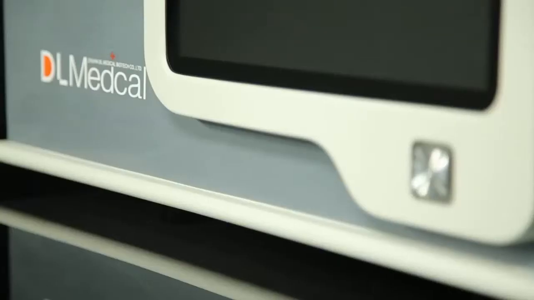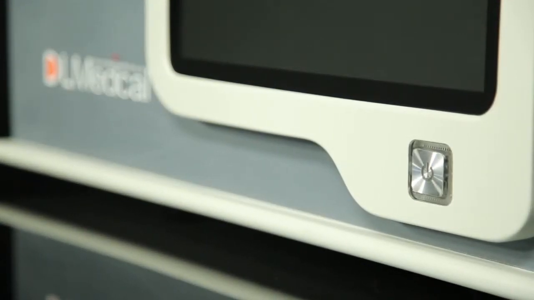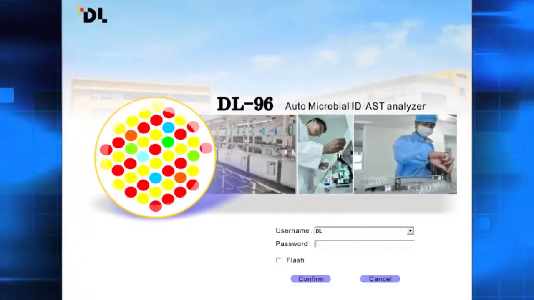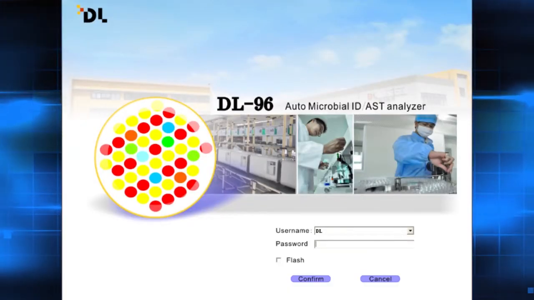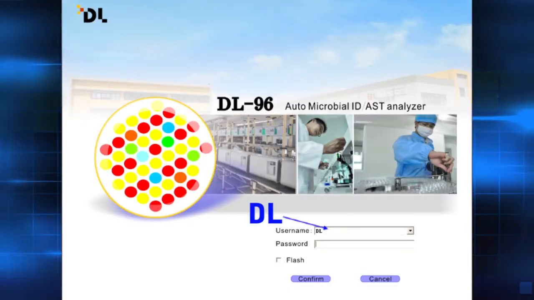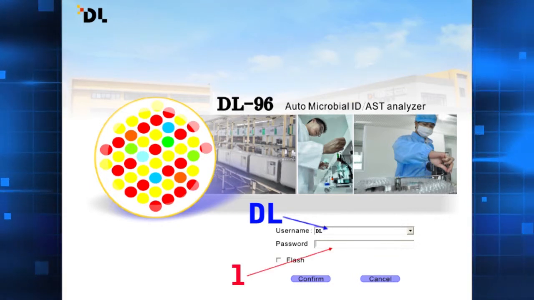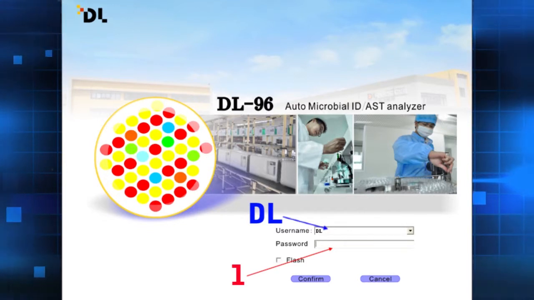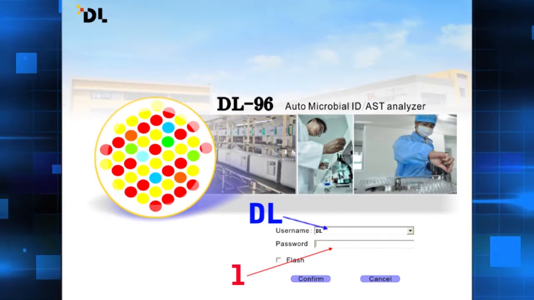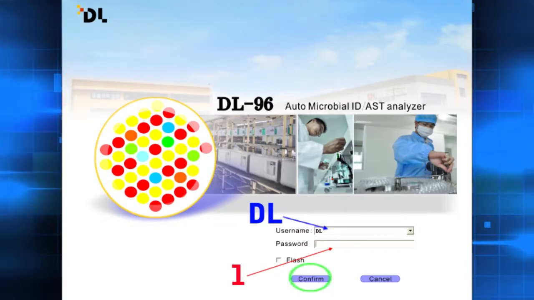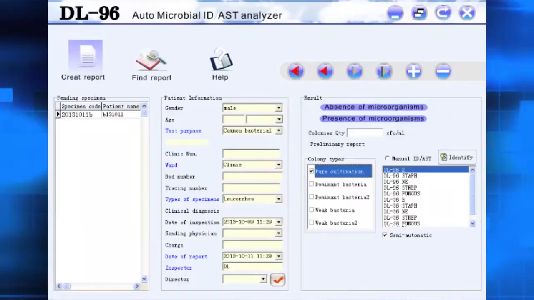1. Turn on the instrument switch. 2. Double-click the icon ISTSQL. The following interface will be shown. 3. Enter the username and password. The initial username is DL and the initial password is 1. You can use the initial username as the administrator and add users to set the relevant permissions. Click Confirm to enter the system, which displays the detection interface directly.